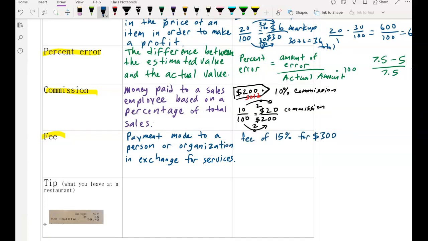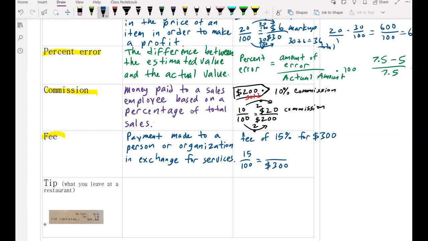Let's say that the school charges you 15% of everything that you sell for using the concession stand. At a basketball game, your organization, your club, sold $300 worth of quesadillas. So the school would charge you a 15% fee. So 15% is 15 out of 100, and we would compare that to the $300 that you sold of quesadillas.